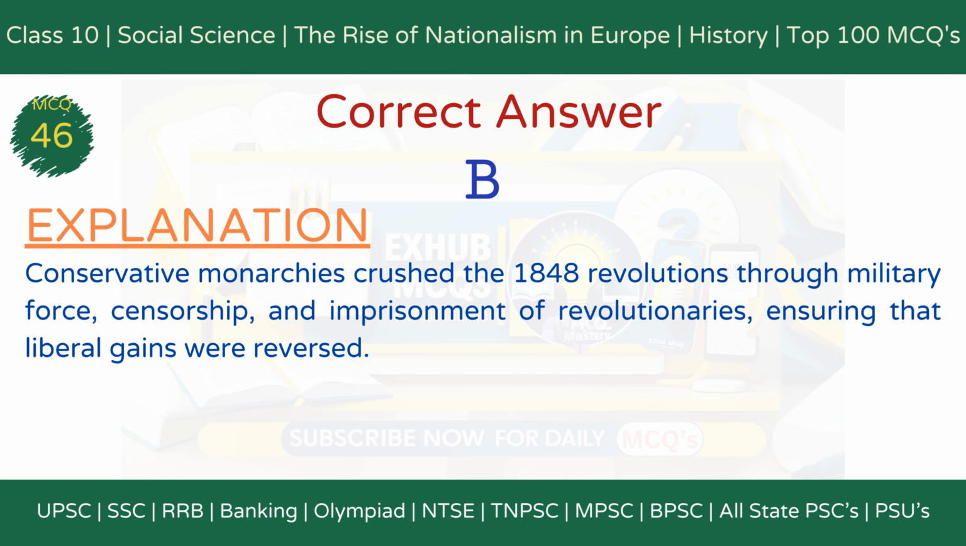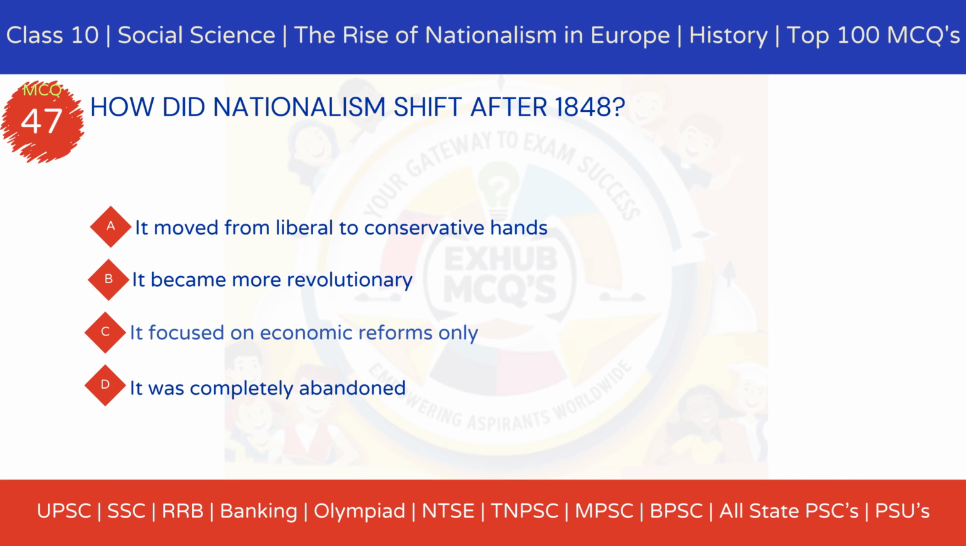The correct answer is option B, by repressing revolutionary movements. Explanation: Conservative monarchies crushed the 1848 revolutions through military force, censorship, and imprisonment of revolutionaries, ensuring that liberal gains were reversed.